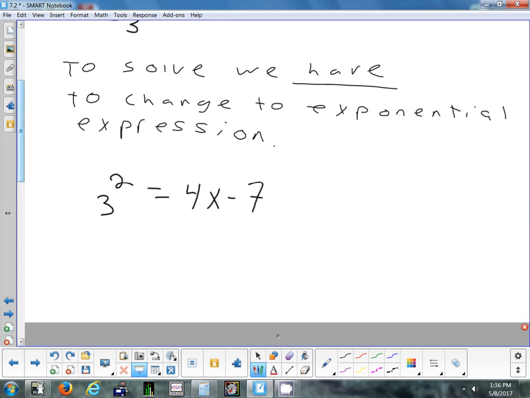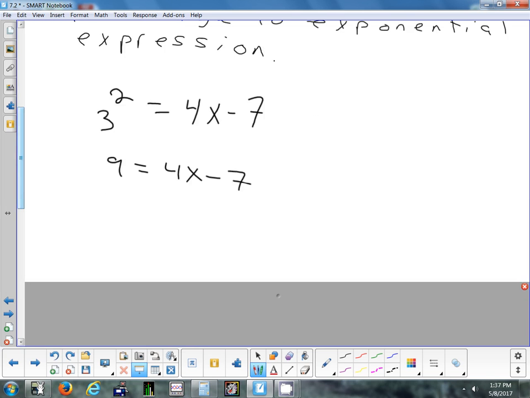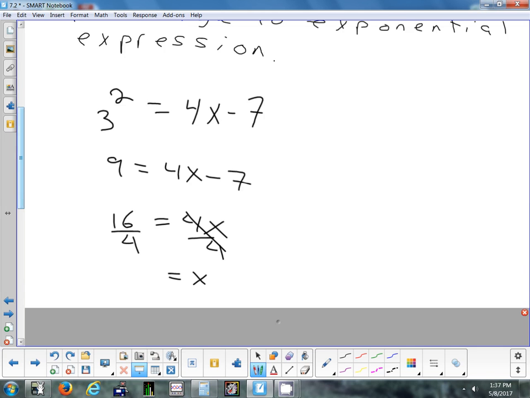Now, once you change it from log form to exponential, from here, we just basically use order of operations to solve it. So Norm, what's the first thing you would do here? Square 3. Yep, and what would you get? 9. Dylan, next up. Nope, not yet. Add 7. And now my last step, now divide by 4. Okay, so we get x equals 4. Okay, so that's the first type. Variable in the argument. Any questions on that one?